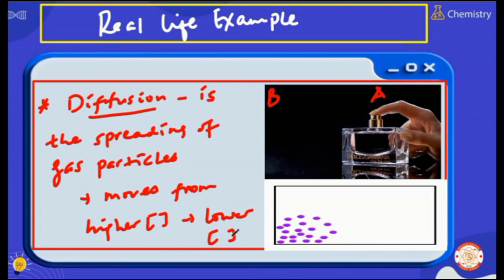This happens because gas particles are always moving.